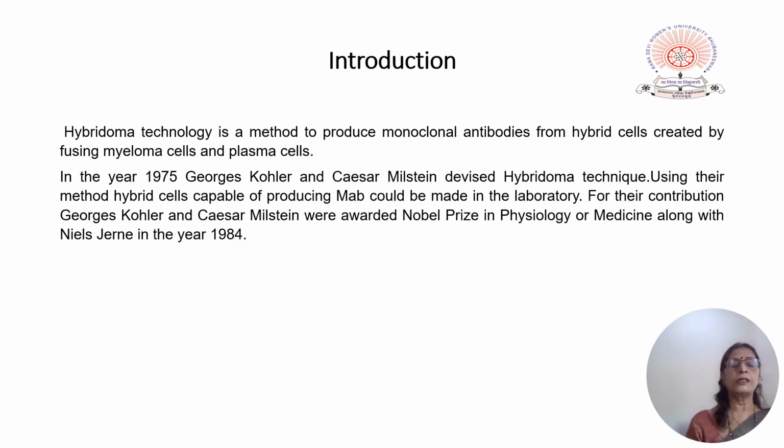Hybridoma technology. It is a method of production of monoclonal antibodies. Hybridoma means a hybrid is created first, and this specific hybrid cell produces or secretes monoclonal antibodies. This method was first standardized by George Kohler and Cesar Milstein in the year 1975, and for their significant contribution, these two scientists, along with Niels Jerne, received Nobel Prize in Physiology or Medicine in the year 1984.